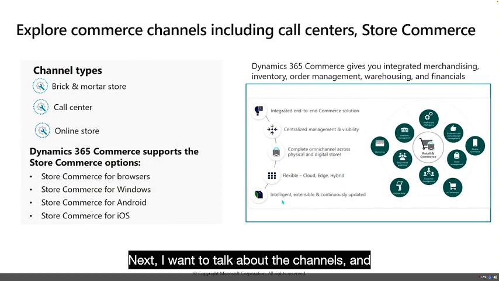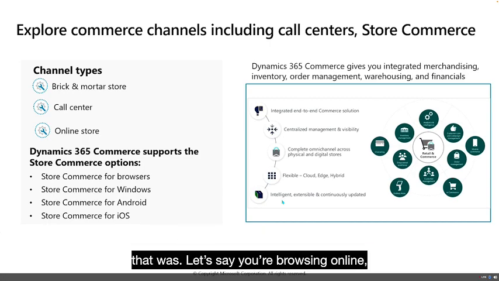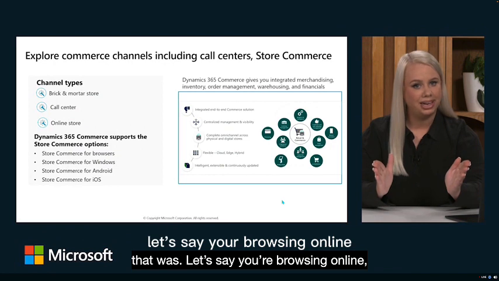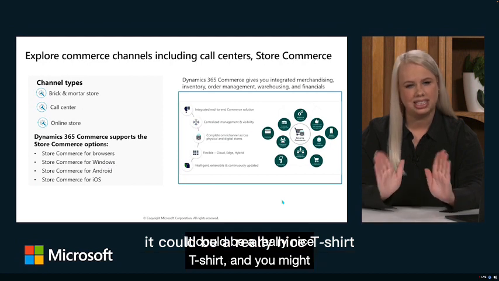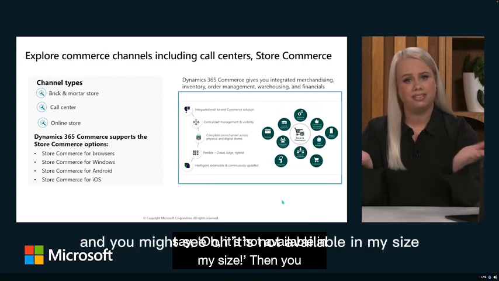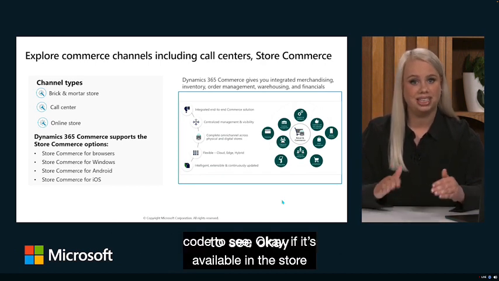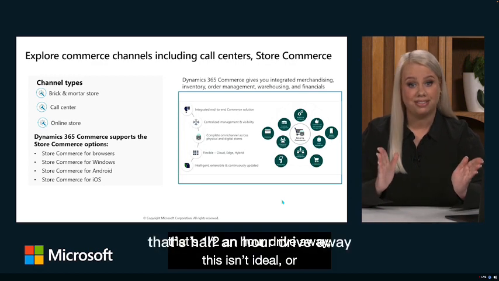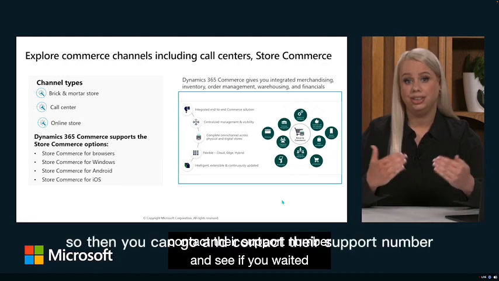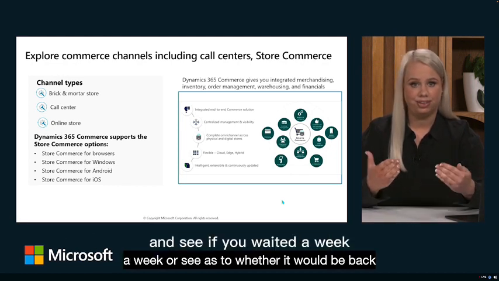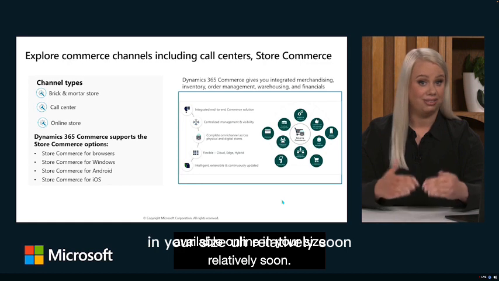Next, I want to talk about the channels. Let's think about this from the perspective of your last online shopping experience, whenever that was. Let's say you're browsing online and you came across a great online shop. Maybe you found a product you really liked. It could be a really nice t-shirt, and you might see, oh, it's not available in my size. Then you can sometimes check and type in your suburb or postcode to see if it's available in this store that's half an hour drive away. This isn't ideal, or maybe I can do better. So then you can go and contact their support number and see if you waited a week, or see as to whether it would be back available online in your size relatively soon.